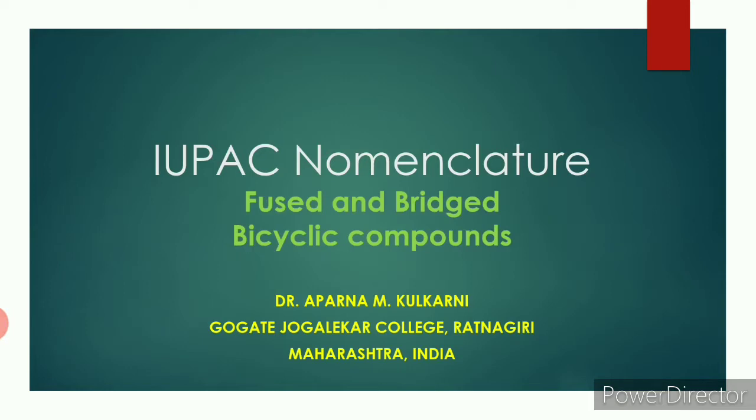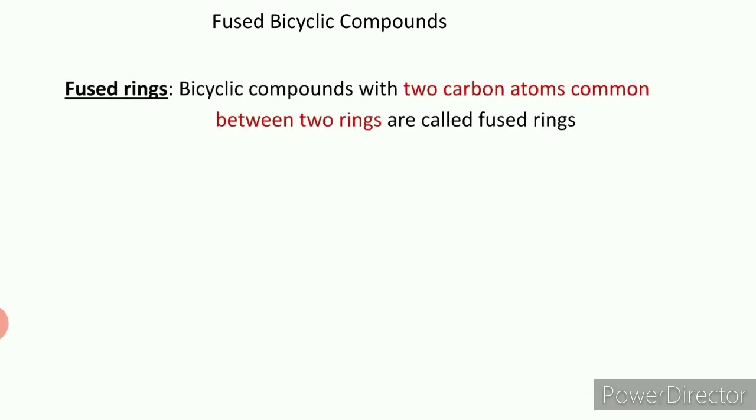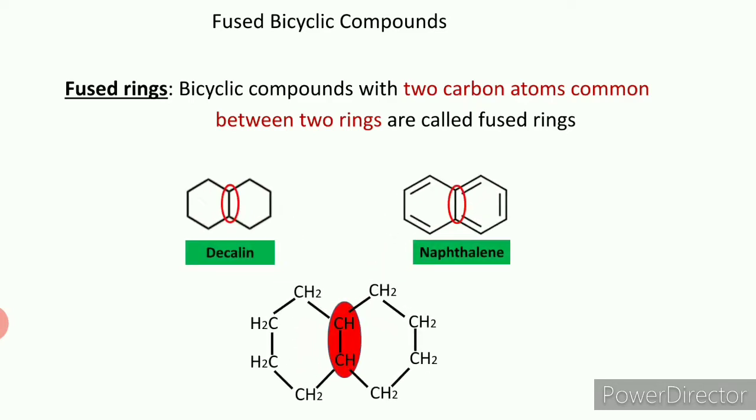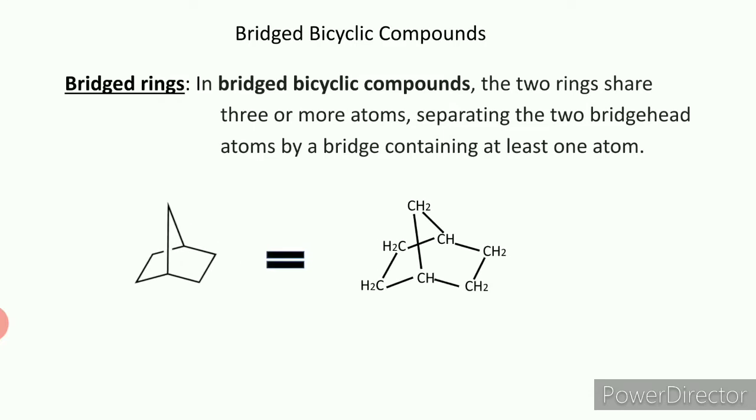We have already seen what fused and bridge compounds are. Fused rings are bicyclic compounds with two carbon atoms common between two rings. Examples of this class, decalin and naphthalene, are shown here. Bridge rings are the ones where two rings share three or more atoms. Let's check the example of norbornene.